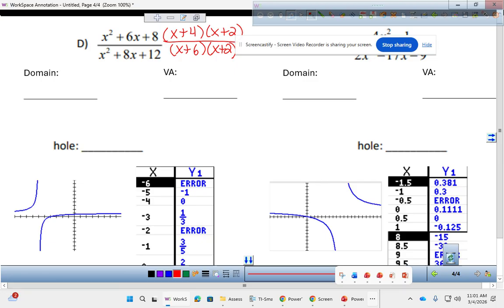So in the factor form, which one cancels out? The -2. That's the one that cancels out, as we're looking.